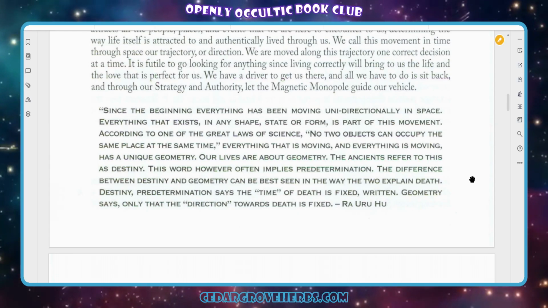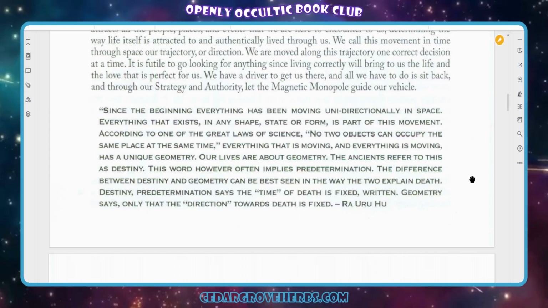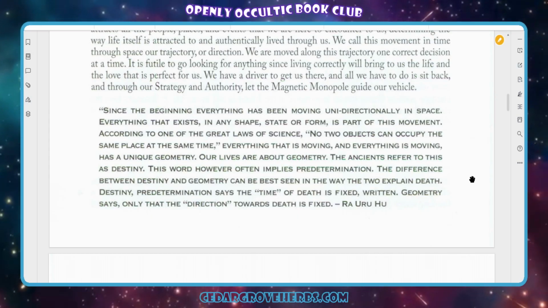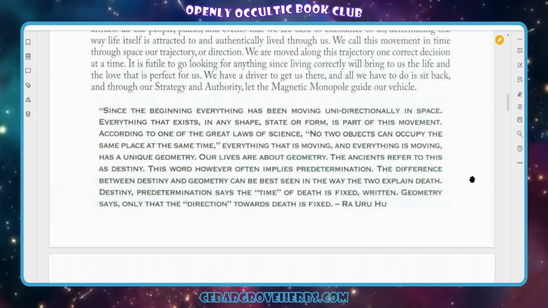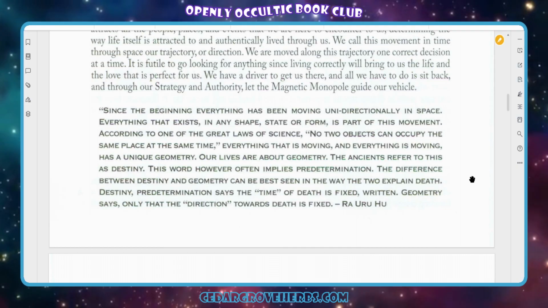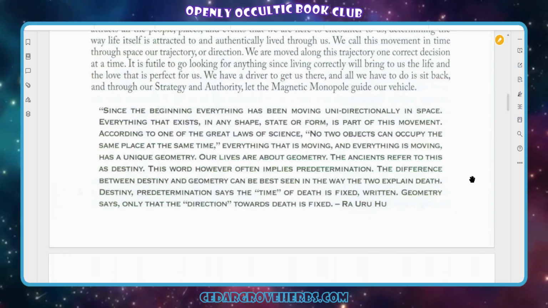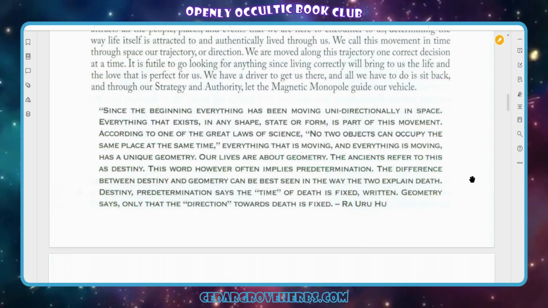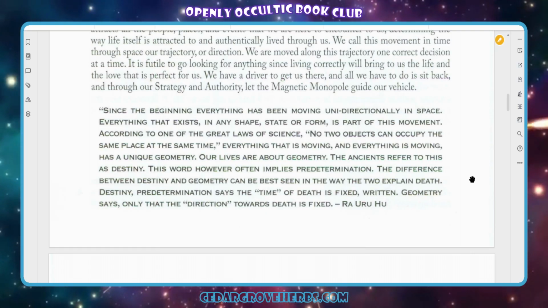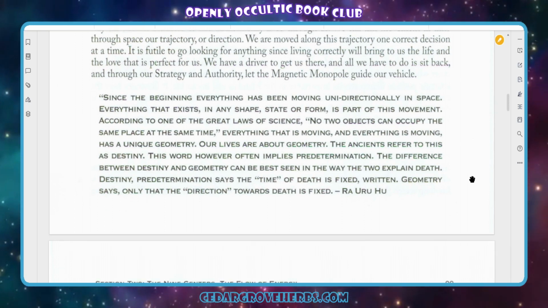The ancients refer to this as destiny. This word, however, often implies predetermination. The difference between destiny and geometry can be best seen in the way the two explain death. Destiny, predetermination, says the time of death is fixed and written. Geometry says only that the direction towards death is fixed.